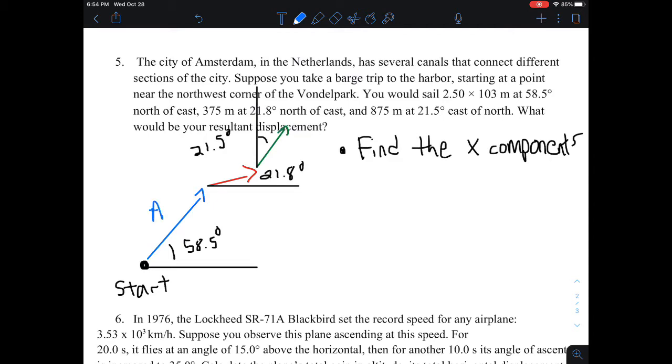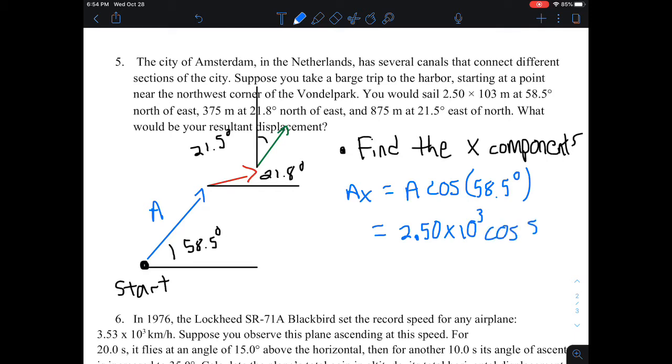For the blue vector, we'll call it a. In this case, a sub x, or the x component, is going to be a times the cosine of that angle. Why is that? Well, the cosine is adjacent over hypotenuse, and in this case, the adjacent is the x component. The hypotenuse is the vector a. So this turns out to be 2.50 times 10 to the 3 times the cosine of 58.5 degrees. That's going to be a sub x. I'll leave that to you to figure out.